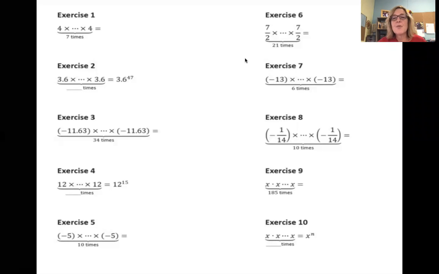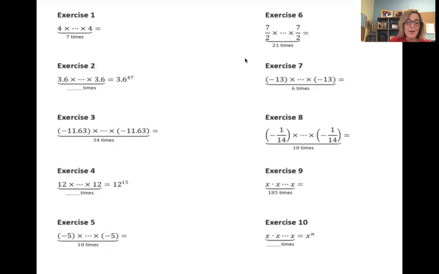So I'm going to ask you to pause the video so that you can do these 10 problems. Some of them ask, for instance, number 1, you need to write this in exponential form. But on number 2, you need to fill in the blank of how many times this factor is repeated. Okay, so pause the video, do these 10 exercises, and then come back and check your work.